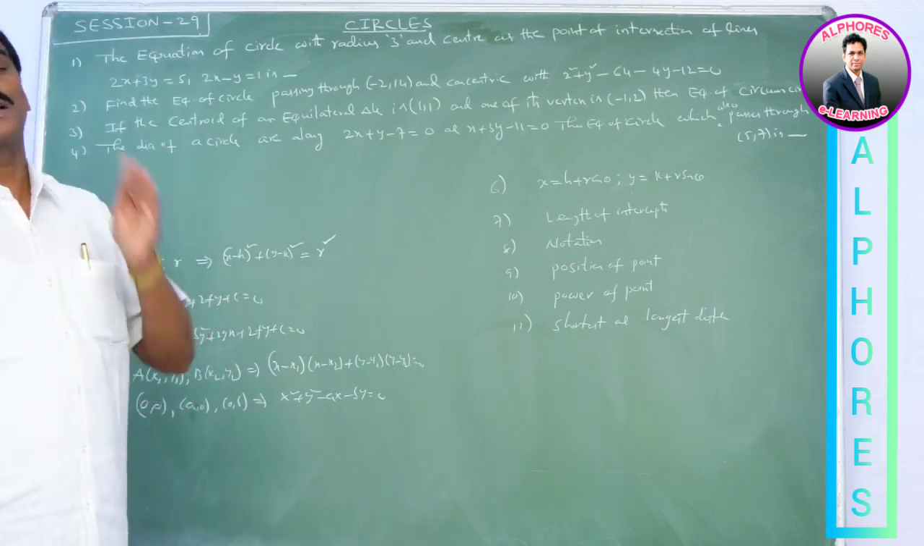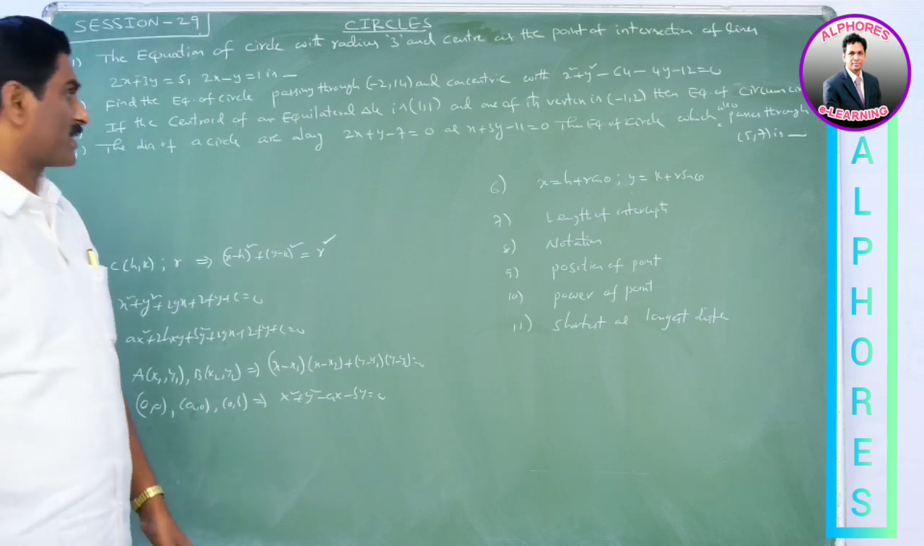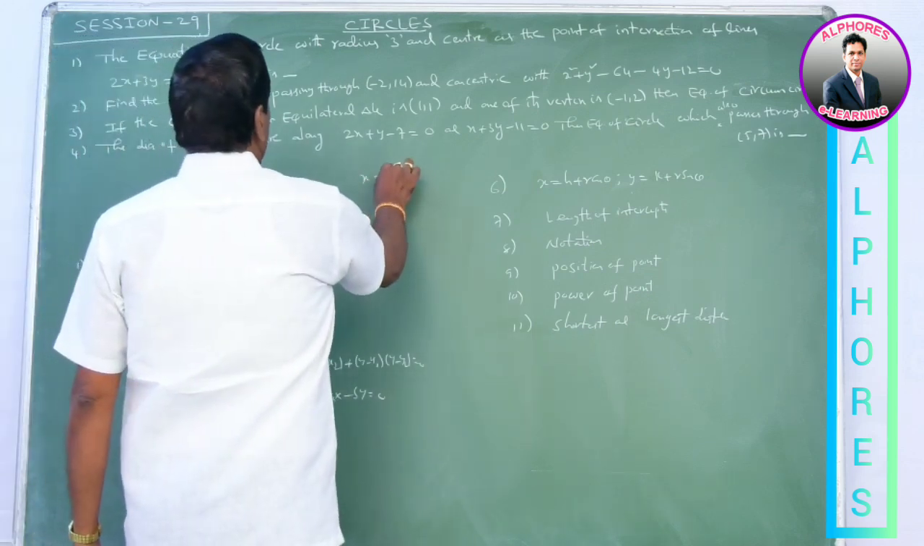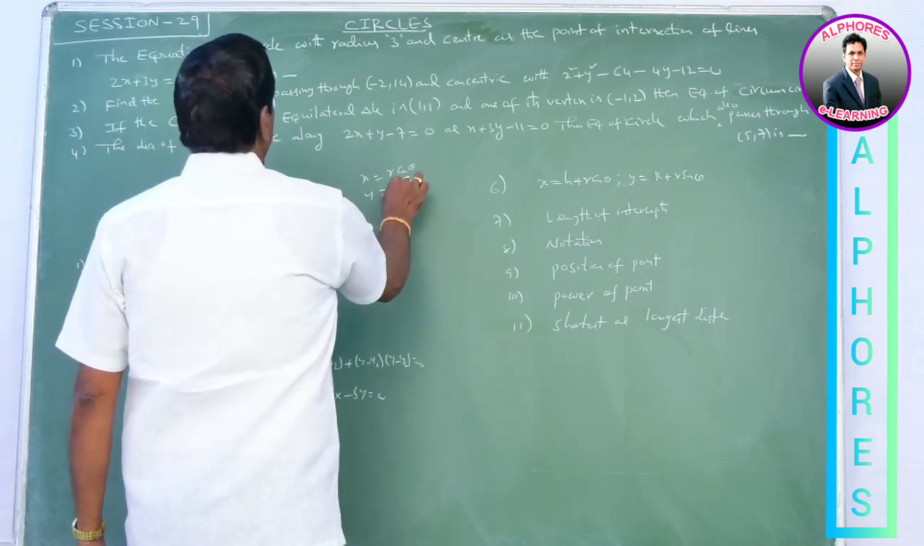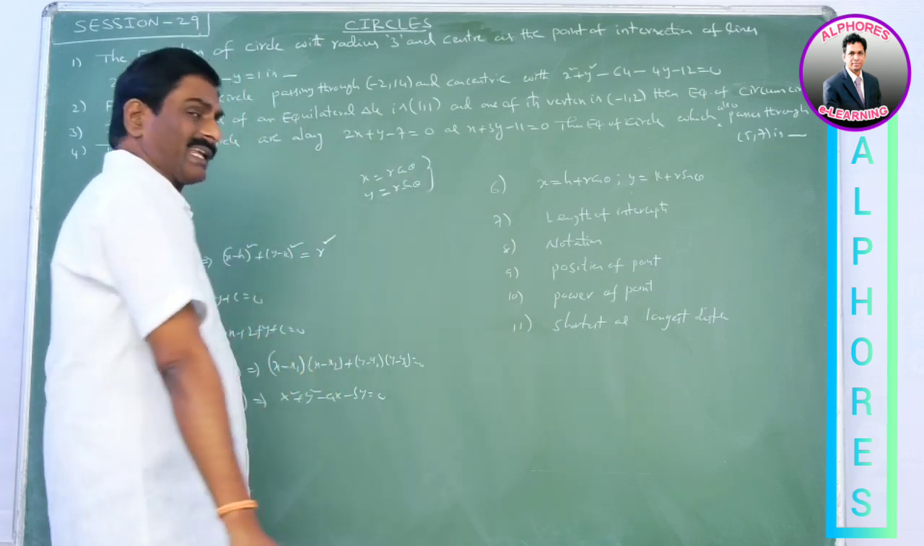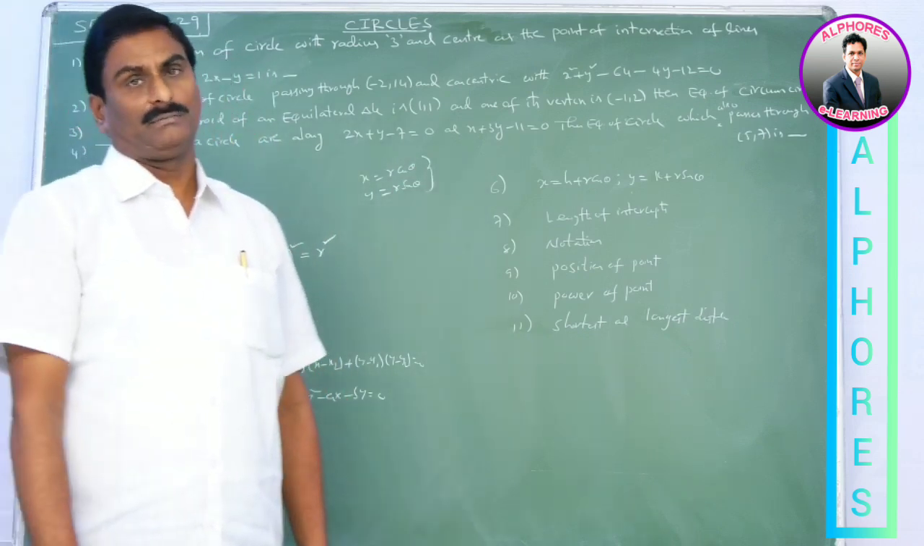If the center of the circle is (0, 0), then the parametric equation is x is equal to r cos theta, y is equal to r sin theta. It is the equation of the circle in the single parameter theta.